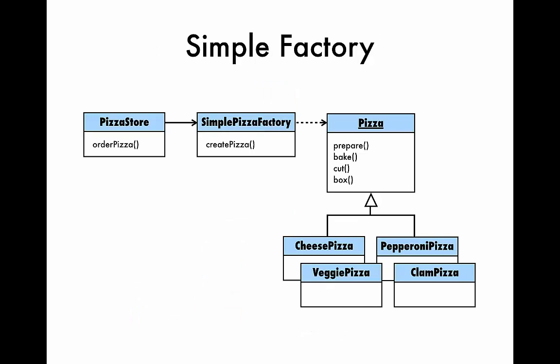Here's the simple factory pattern again. The pizza store has a simple factory object, and the simple factory object creates the different kinds of pizzas. The pizza store class still depends on the abstract pizza class because it holds a pizza variable that is instantiated with the simple pizza factory and used in the orderPizza method.